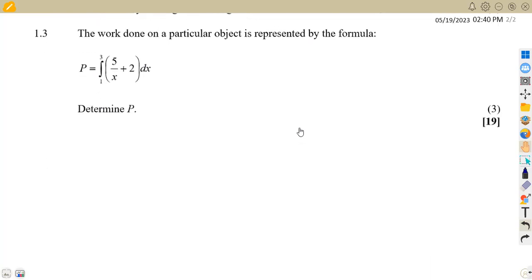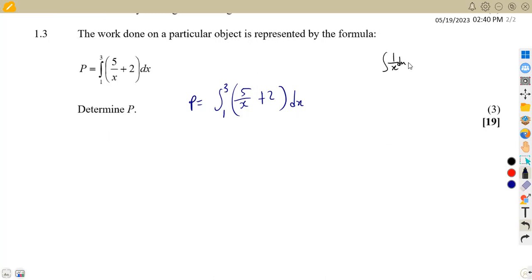So what are we simply doing? We are simply integrating this part. P is the integral of 5 over x plus 2 with respect to x, from 1 up to 3. Remember that if you are integrating 1 over x, it gives us ln x plus the constant of integration. Here it's 5 over x, so this 5 is just going to multiply, just like k over x. If it is k over x, it's going to be k ln x. It's the same thing with 5.